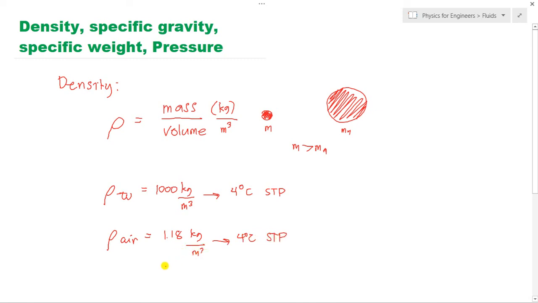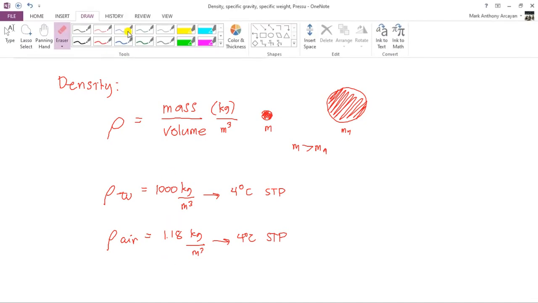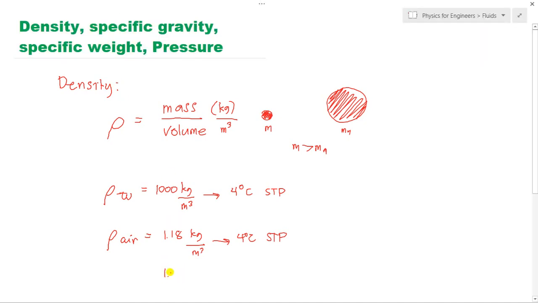Other books have a value of 1.2, so it is rounded off to 1.2 or 1.18. Some use 1.18, some use 1.2 kilogram per cubic meter. Why are water and air commonly used in problems? Because fluids are comprised of liquids and gases. So again, fluids are not limited to liquids. Fluids also apply to gases. So gases are part of fluids.